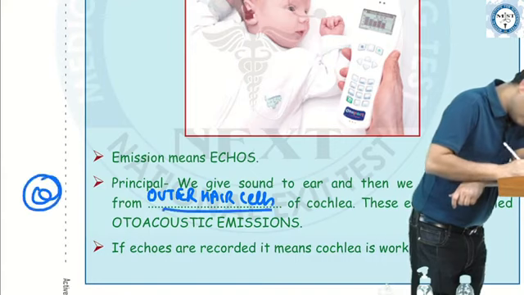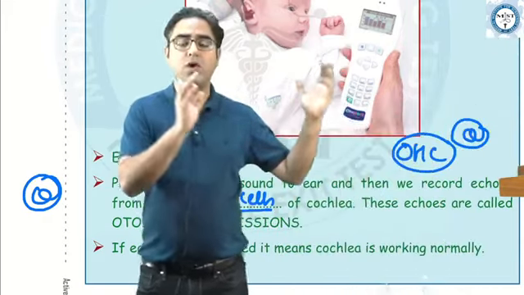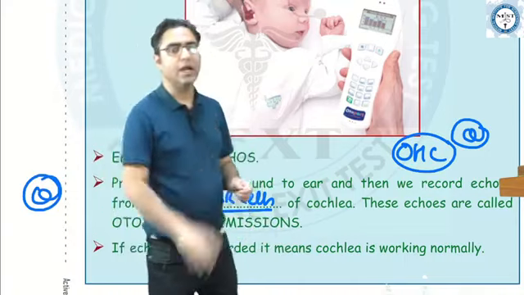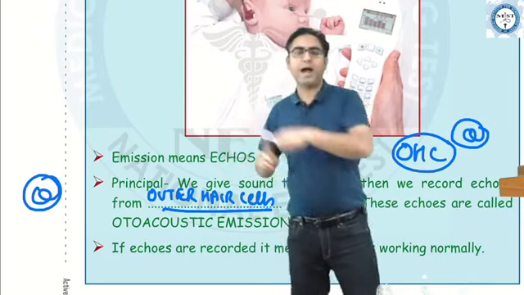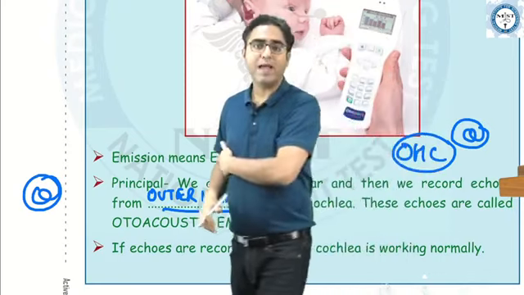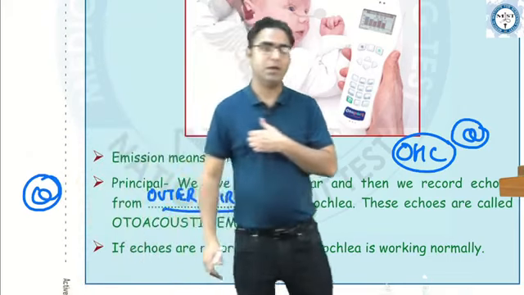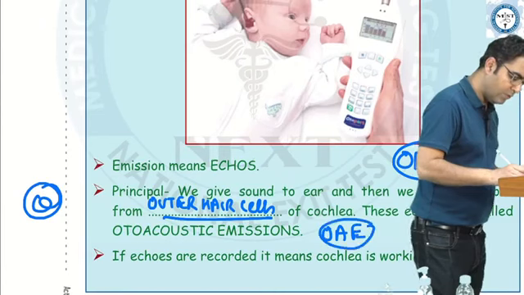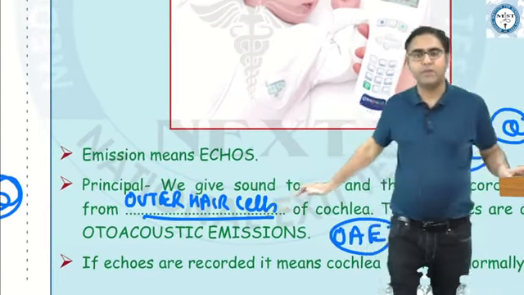That's the MCQ, beta. Outer hair cell is the MCQ. Echoes are produced by which cells of the cochlea? Outer hair cell. I hope you remember the cochlea has outer hair cells and inner hair cells. So when you give sound to the ear, the cochlea sends echoes back, and those echoes are produced by outer hair cells of the cochlea. These echoes are called OAE, otoacoustic emission. Very simple test. If echoes are recorded, it means the cochlea is working normally.